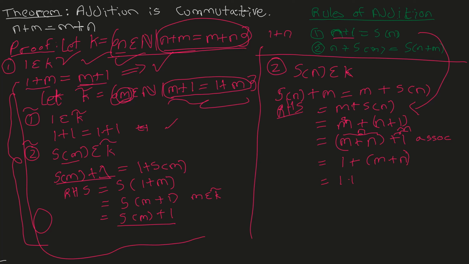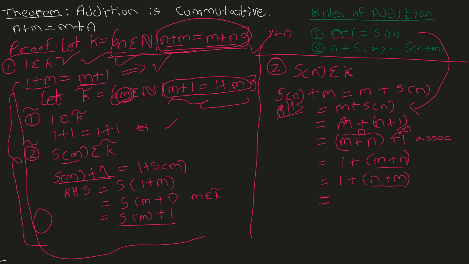And I'm going to do that again right here: 1 plus (n plus m). This is also because we defined k such that n plus m is equal to m plus n. So m plus n right here is equal to n plus m right here. I hope you're getting this. If we can prove that this subset of the natural numbers follows this rule, then automatically all of the natural numbers will follow the rule, because we can choose k to be the set of natural numbers itself.